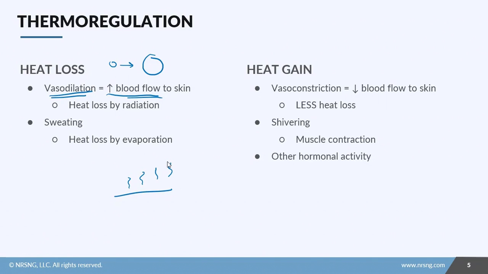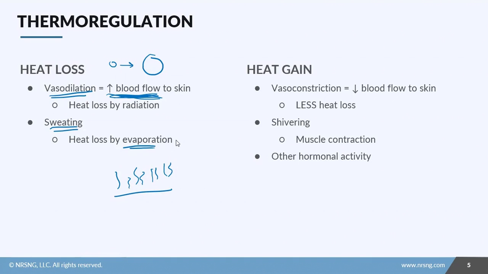So think about when you're hot, you get really flushed and you turn red because of this blood flow to the skin. Your skin gets really hot and we're able to lose some of that heat by radiation so we can cool down. We also start sweating, so then we can lose some of that heat by evaporation as well. Again, the whole goal is just to get back to a normal temperature.